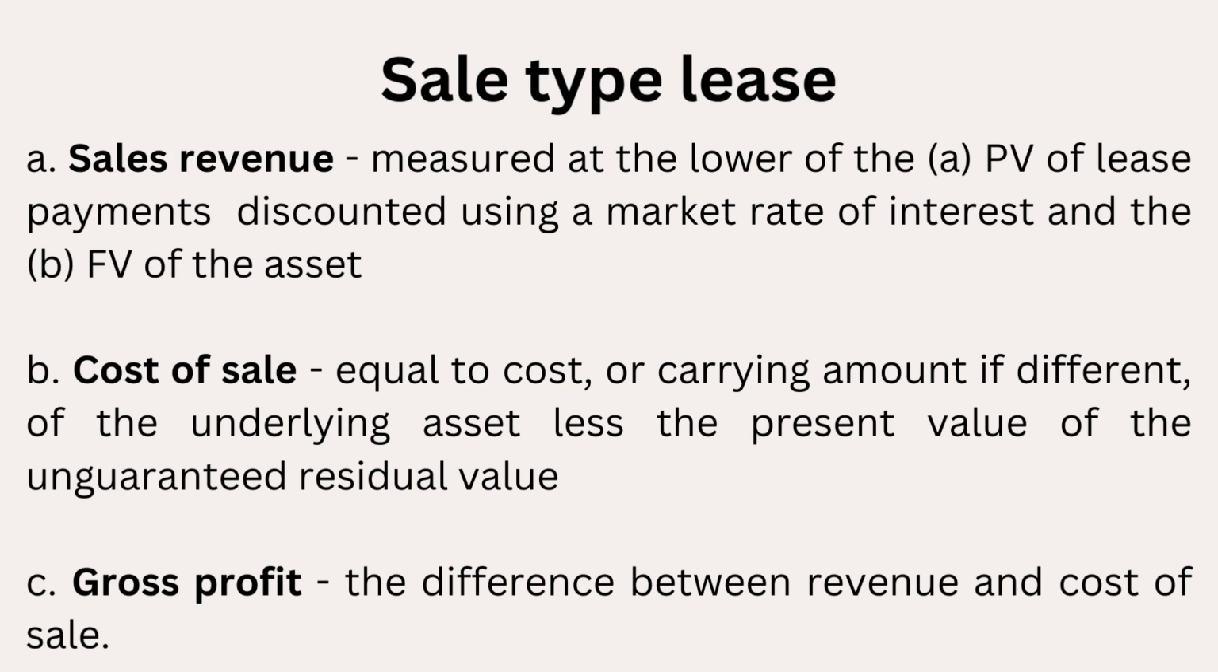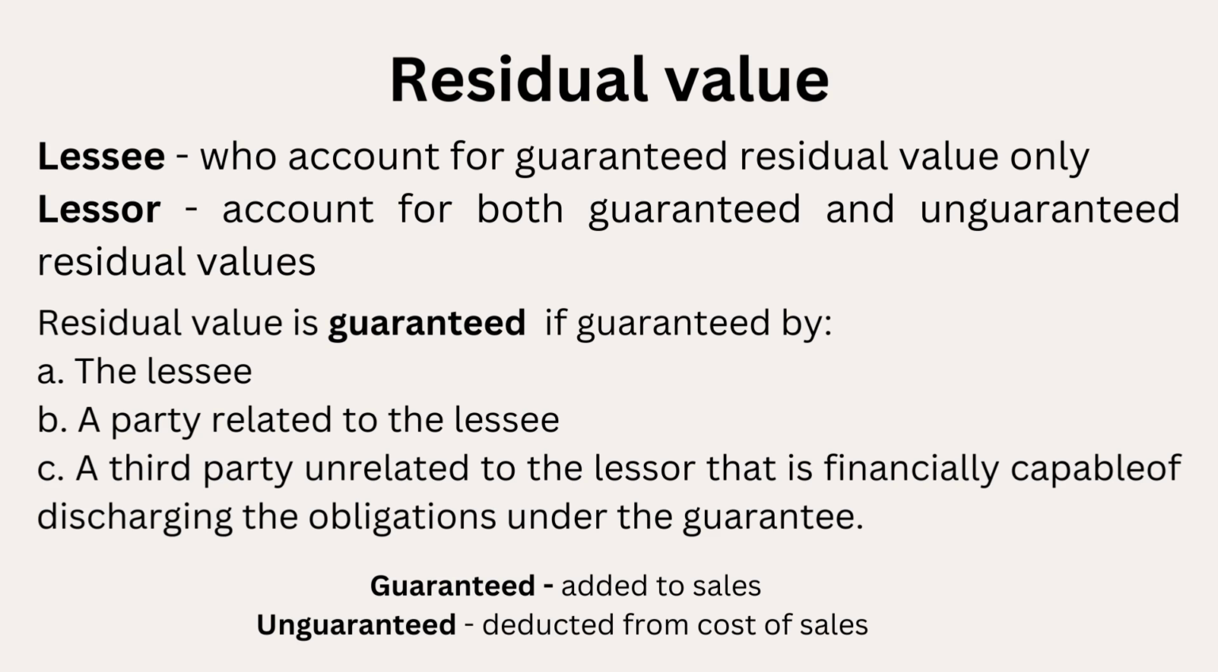Sales revenue is measured at the lower of the present value of lease payments discounted using a market rate of interest and the fair value of the asset. Cost of sale is equal to the cost or carrying amount, if different, of the underlying asset less the present value of the unguaranteed residual value. Gross profit is the difference between revenue and cost of sale. Residual value, si lessee who accounts for guaranteed residual value only.